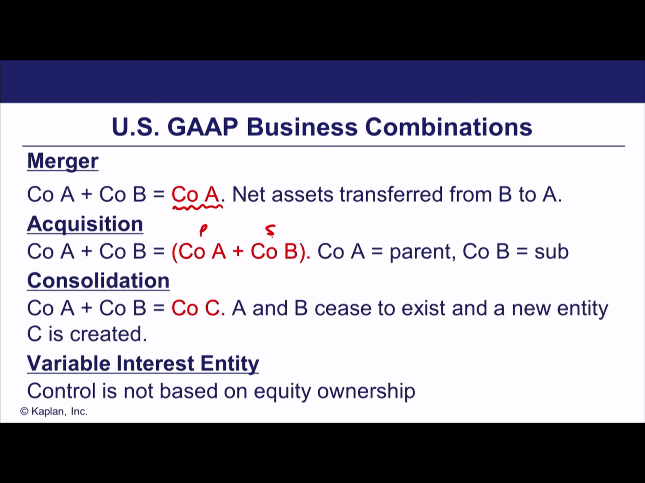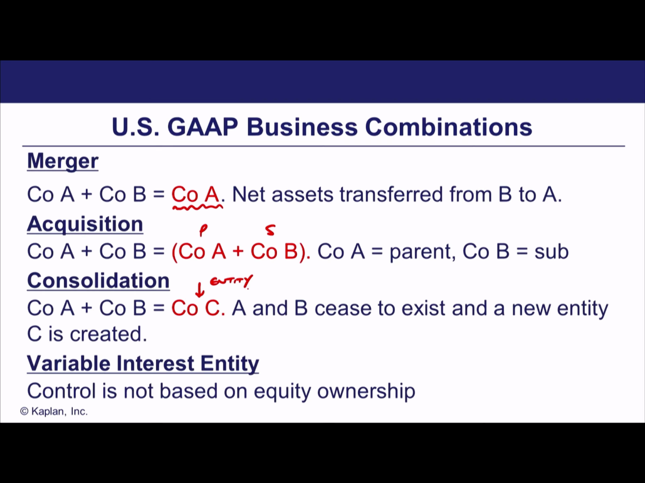Now notice they also talk about consolidation here, and when they mean consolidation, you've got Company A and Company B combining to form a brand new entity, and that brand new entity is Company C, essentially. So Company A and B cease to exist and a new entity is created.